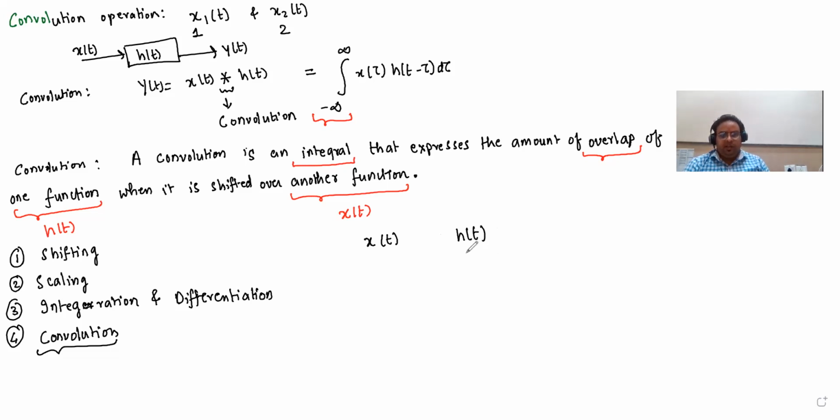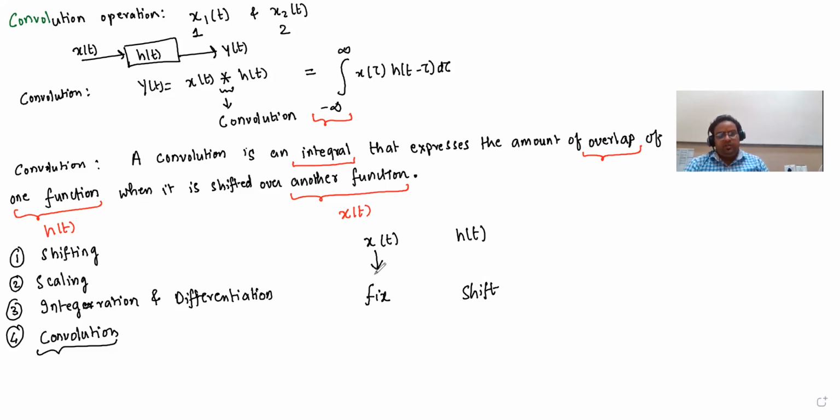So one signal that has to be shifted, let us consider it to be h of t. Okay, this is going to be shifted. So the other signal over which it is going to be shifted is going to be fixed. So what we'll do is that we will fix this particular signal and we'll shift this particular signal over x of t. But directly we will not do.